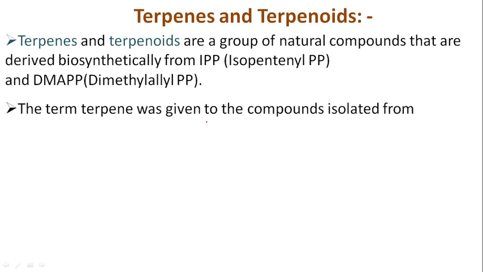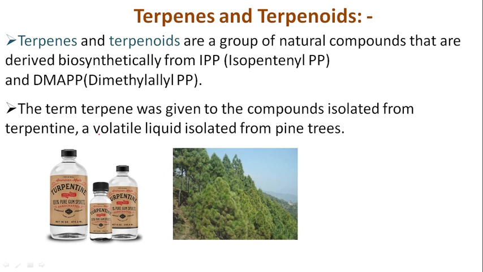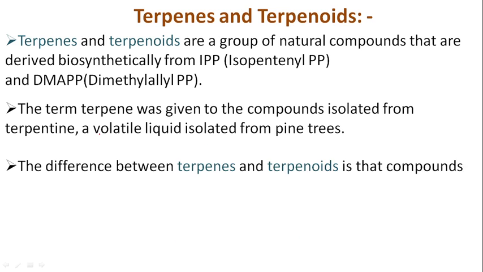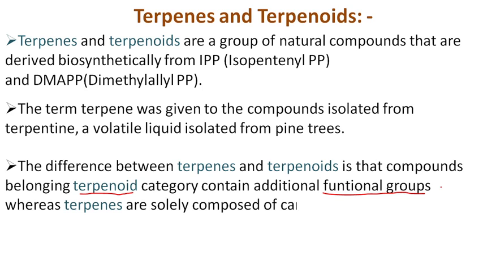The term terpene was given to the compounds isolated from turpentine, a volatile liquid isolated from pine trees. The difference between these two terms, terpenes and terpenoids, is that compounds belonging to the terpenoid category contain additional functional groups, which may be derived from sulfur, phosphorus, or oxygen, whereas terpenes are solely composed of carbon and hydrogen only.